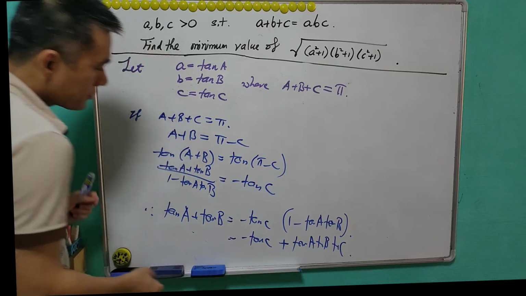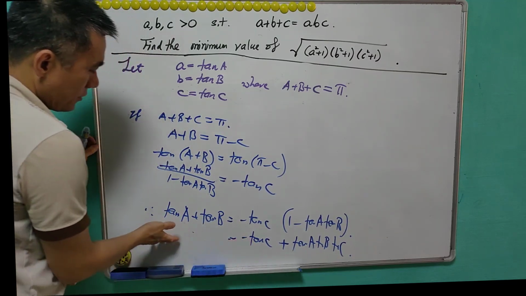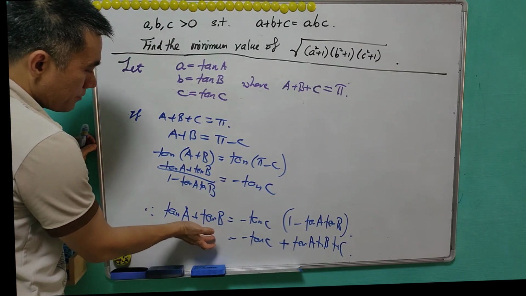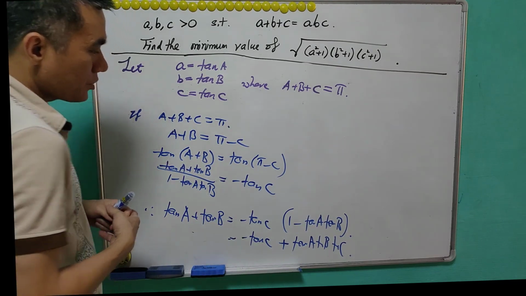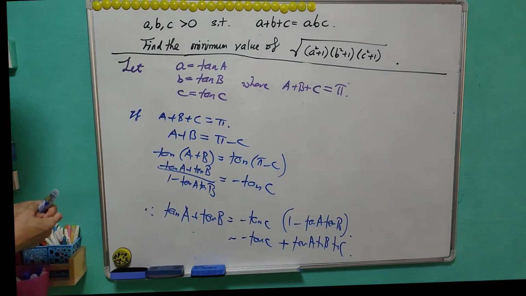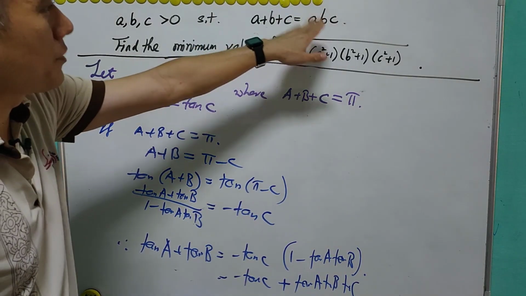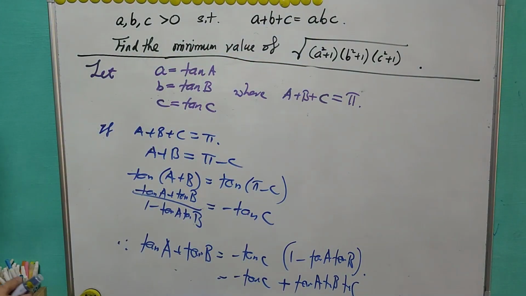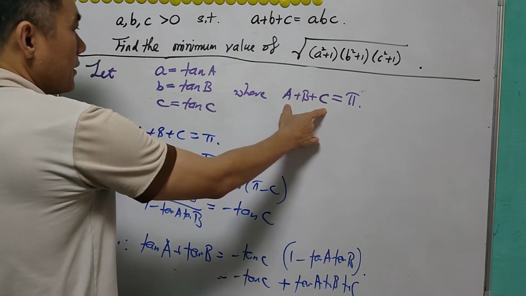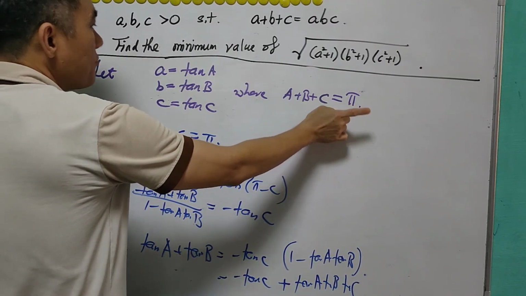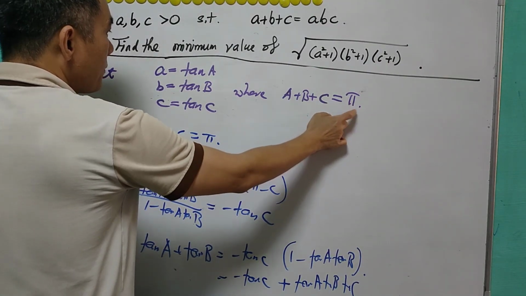And we add both sides by tangent C. So we have tangent A plus tangent B plus tangent C equals tangent A times tangent B times tangent C. So whenever the sum of three variables equals the product, we can always treat them as tangent A, tangent B, and tangent C, where the sum of the angles equals pi, or in fact it can equal an odd multiple of pi.